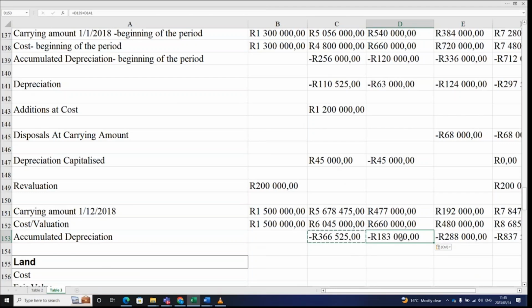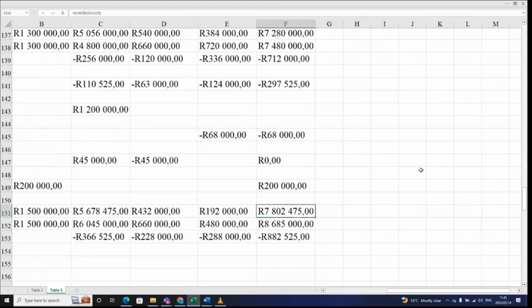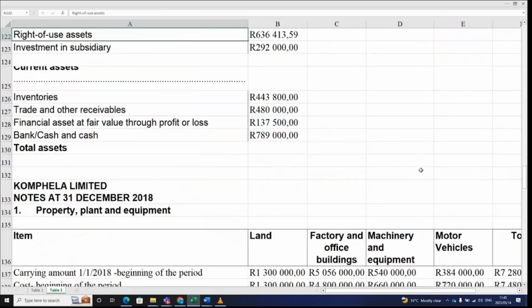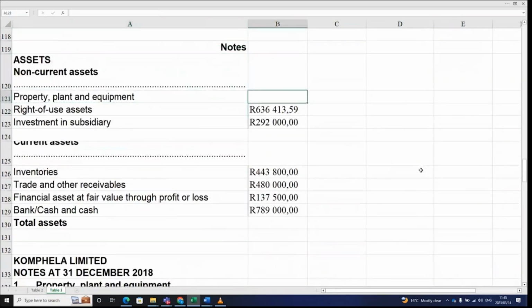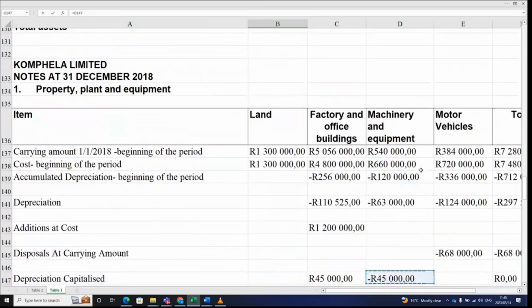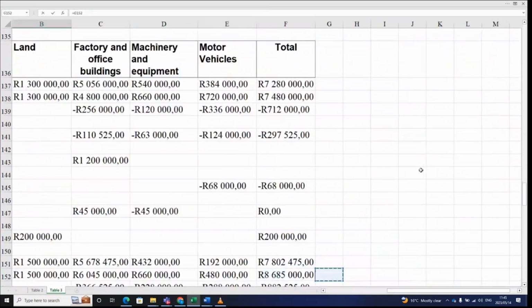So that's your note. There you have it. Then when you combine all the carrying amounts, it comes up to 7.8 million, and that's what you have disclosed as PPE.